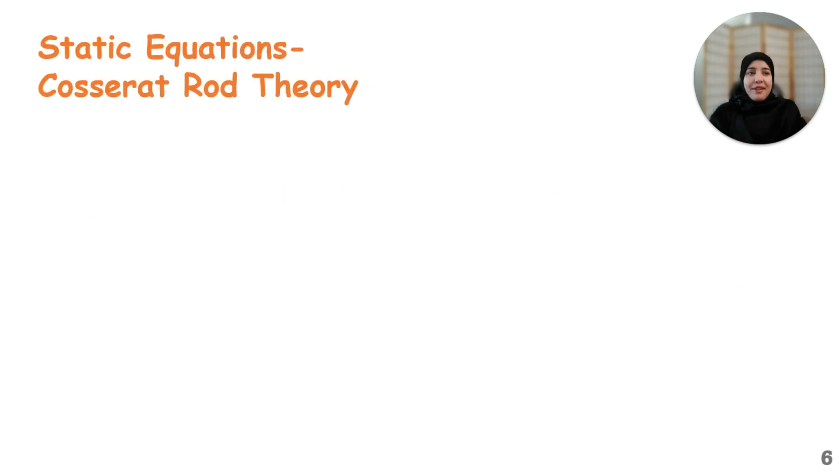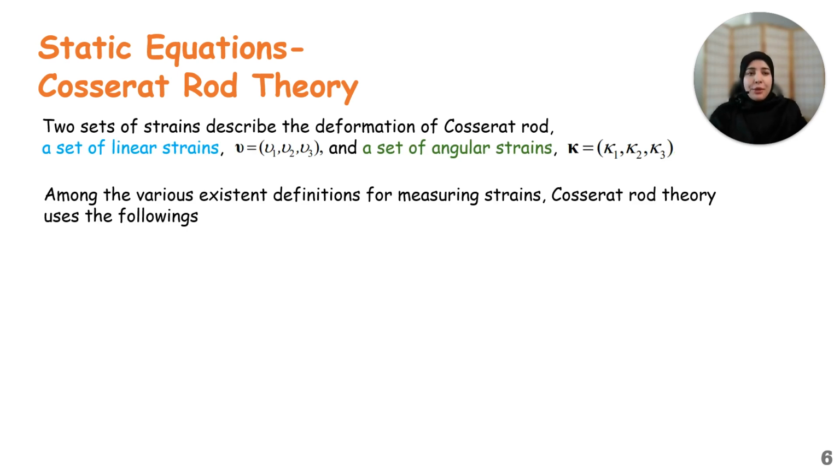Now let us start deriving the static equations. We're going to use Cosserat rod theory to model the CR here. CR is an abbreviation for continuum robots. Cosserat rod theory is a beneficial theory to model rods with large deflection in the presence of forces and moments. Two sets of strains describe the deformation of a Cosserat rod. One is the linear strain, which I'll denote as nu, and the other is the angular strain, which I'll represent as kappa.